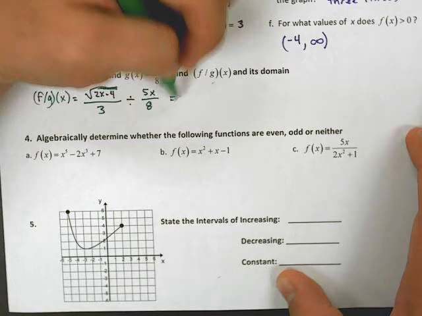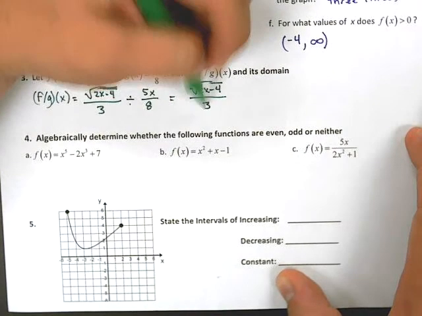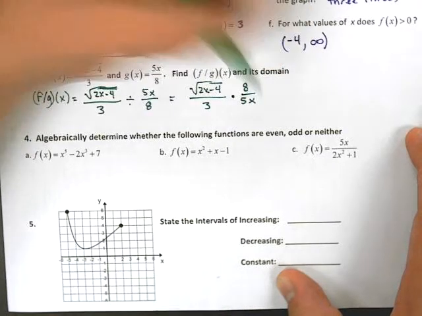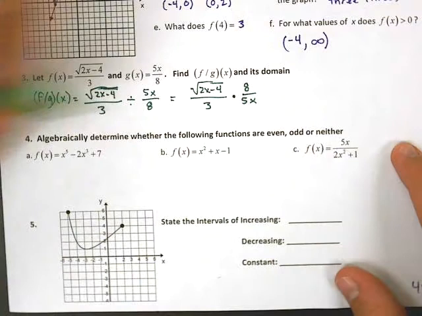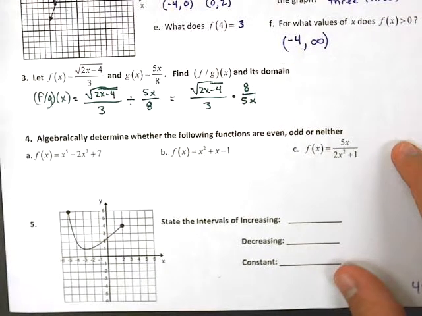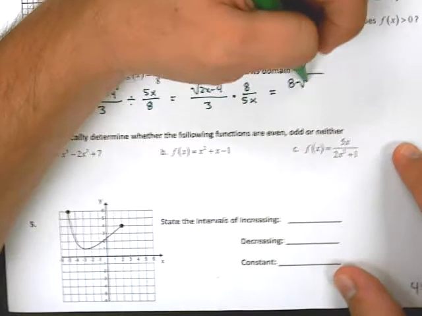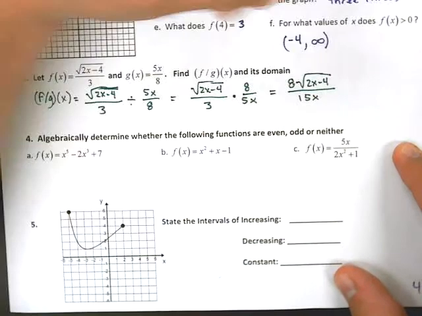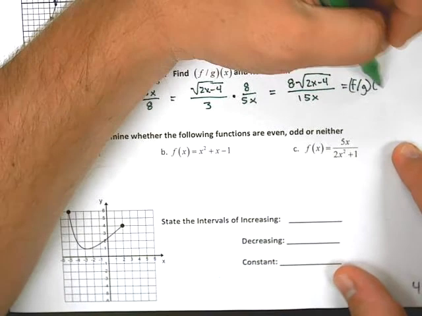So I can keep going and I can say keep, change, flip. Alright, now when we're multiplying fractions, it's nice and easy. You just multiply top with top, bottom with bottom. So 8 square root 2x minus 4 all over 15x. That is f over g of x.